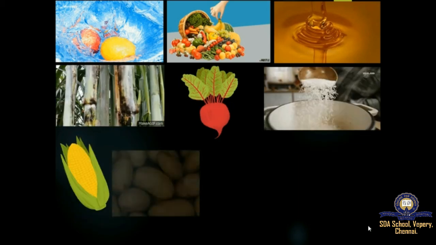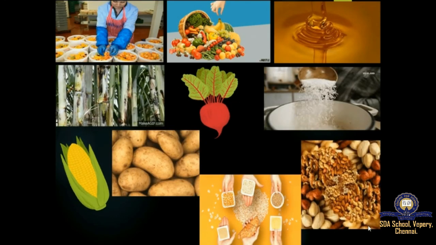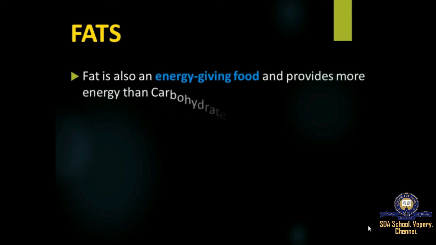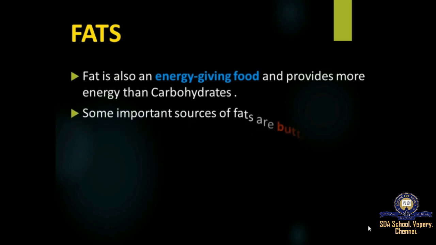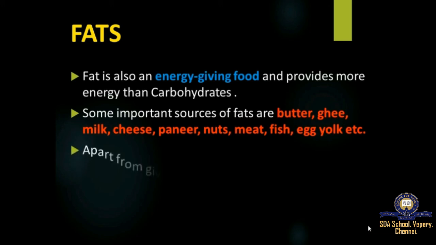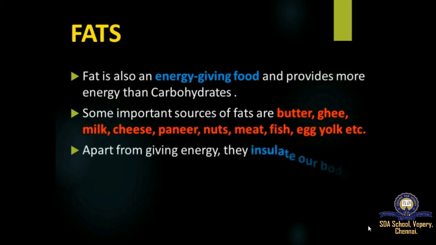And then we saw the various pictures of the sources of carbohydrates. Next we moved on to fats. Fats are also energy-giving food, and they provide more energy when compared to carbohydrates. The various sources of fats are butter, ghee, milk, cheese, paneer, nuts, meat, fish, egg yolk, etc. Apart from giving energy, fats also insulate our body and protect the various cells found in our body. Then we saw the various pictures of the sources of fats.